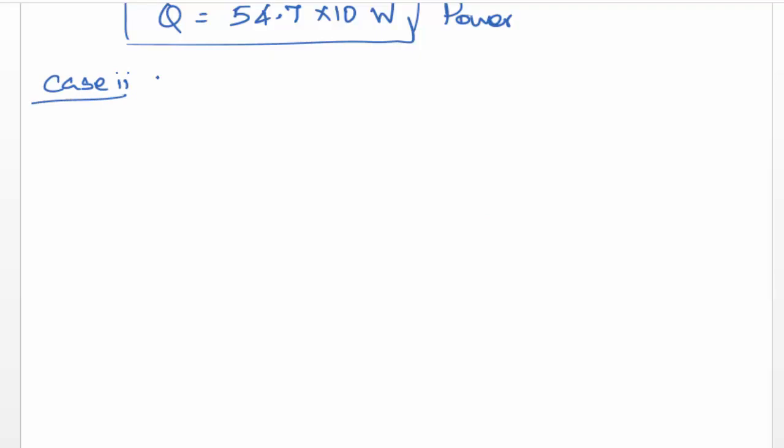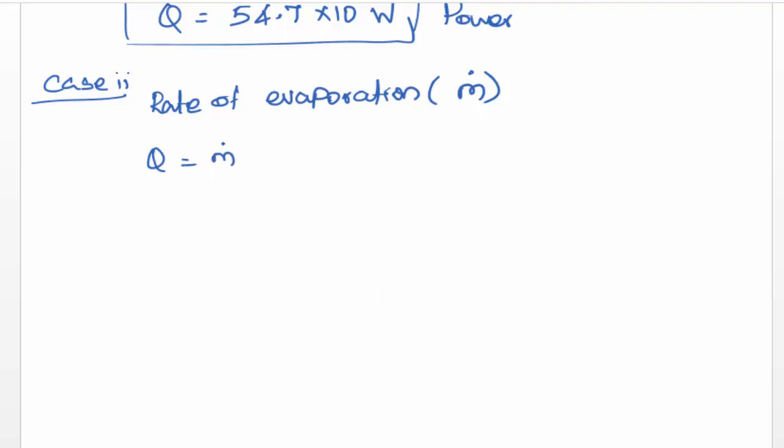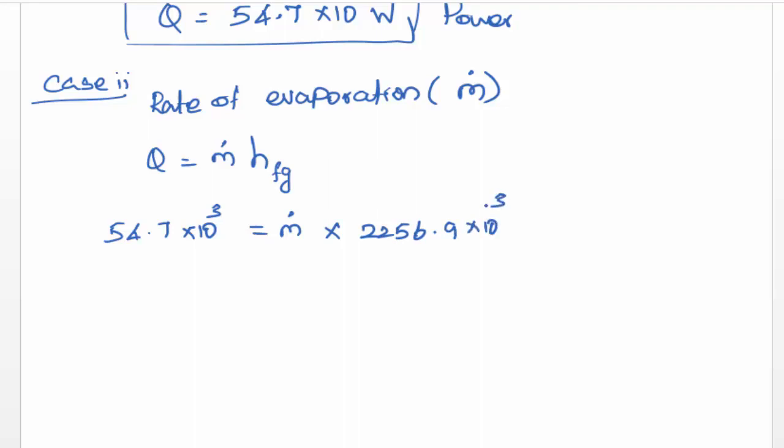Okay, in case 2, you are asked to find out the value of rate of evaporation. I already told you the rate of evaporation is nothing but your m dot value. So you know the formula that Q equals m dot into HFG. Here you have found the value of Q, which is 54.7 into 10 to the power 3. This is equal to m dot into HFG value, already you know, 2256.9 into 10 to the power 3. Just find out the value of m dot, which will be 0.024 kilogram per second. Okay. Now go to case 3.